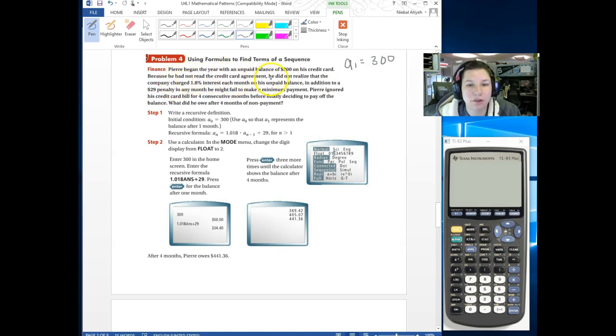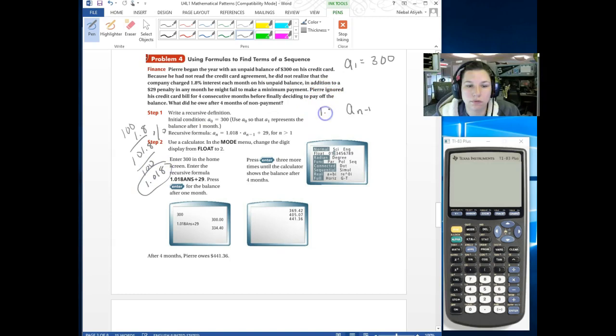Because he had not read the credit card agreement, he did not realize that the company charged 1.8% interest each month on his unpaid balance. So whatever he owed in the previous month, and the A sub n minus 1 represents our previous amount, he's going to get charged 1.8% interest. So he owes the full 100% of whatever he put on his card, plus he owes another 1.8%. Okay, so every month this is the percentage that he's paying. Percent means this number over 100. So if you divide that by 100, you get 1.018.